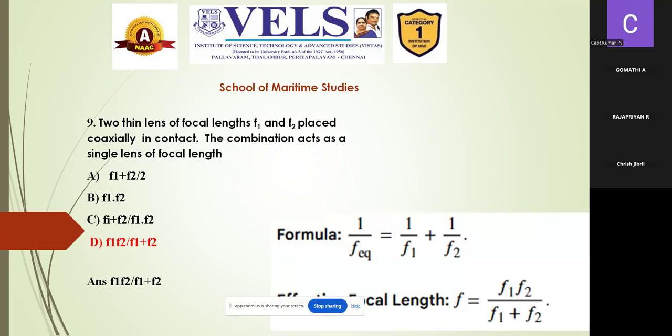Next question is, two thin lenses of focal length F1 and F2 are placed coaxially in contact. The combination acts as a single lens of focal length F. 1 by F is equal to 1 by F1 plus 1 by F2. We can write in the next step 1 by F is equal to F2 plus F1 divided by F1 into F2. Then the focal length F is equal to F1 F2 divided by F1 plus F2.